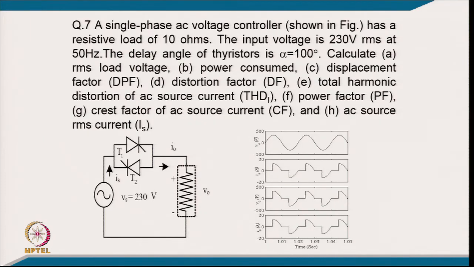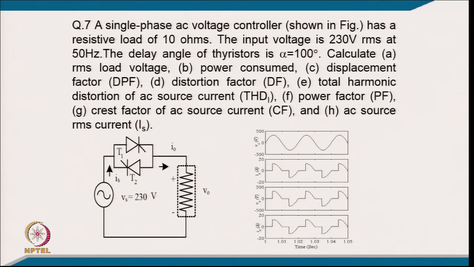But coming to another example of single phase AC voltage control, one has a resistive load of 10 ohm, the input voltage 230 volt and delay angle of thyristor is 100 degree. Calculate the RMS load voltage, power consumed, displacement factor, distortion factor, total harmonic distortion of AC mains current, power factor, crest factor of AC source current and AC source RMS current.